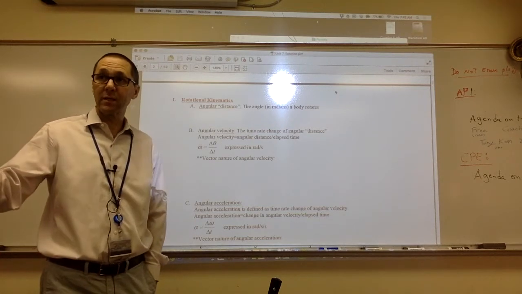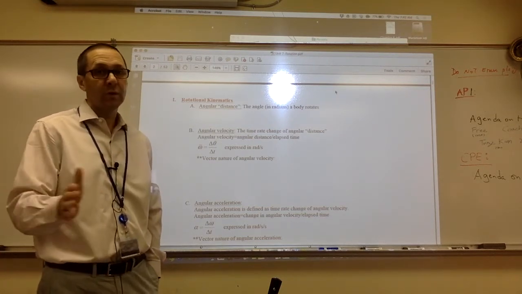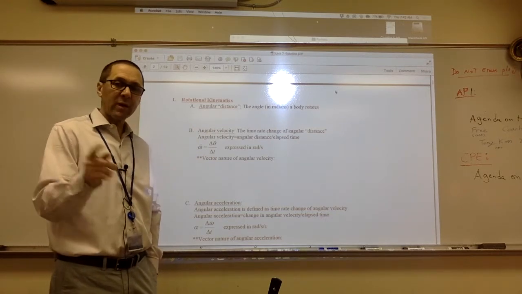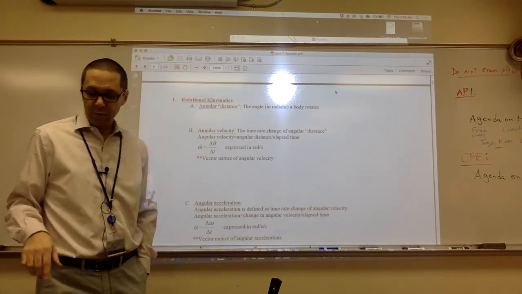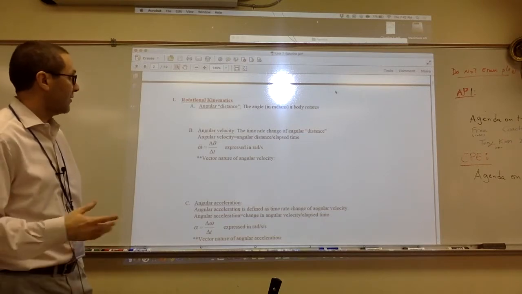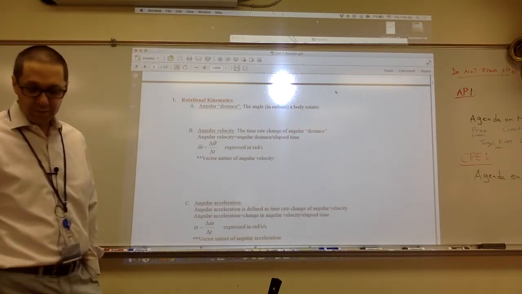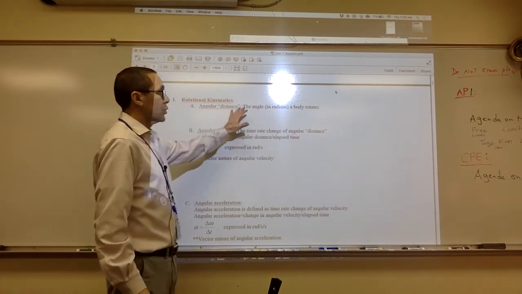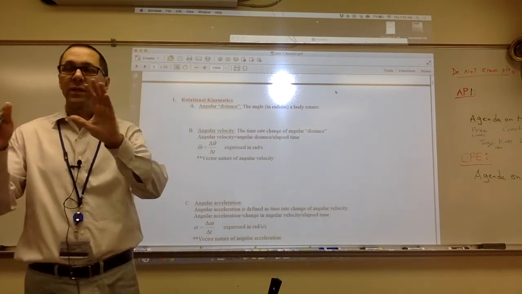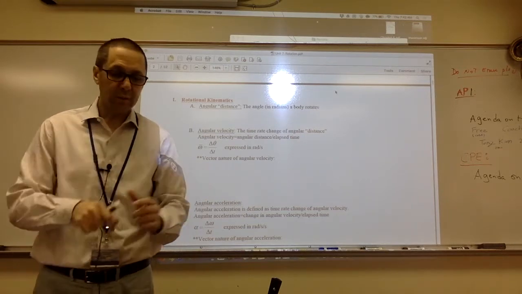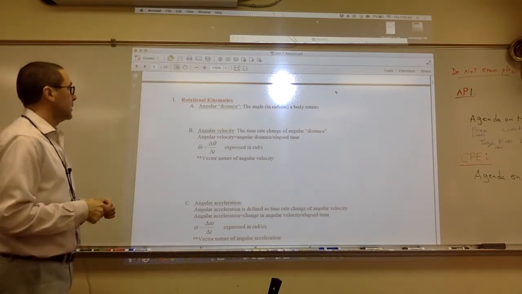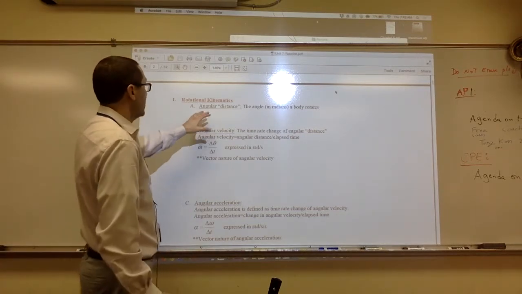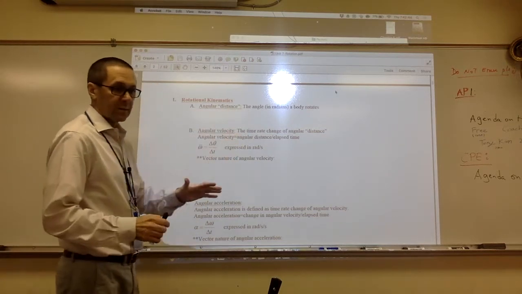Everything was a translation. Everything was just kind of like sliding, which is not true. Things were moving down the ramp, but they were rolling as they were moving down the ramp. So we have to talk about this idea of rotation. There is a lot of analogy between linear motion and rotational motion, or angular motion.